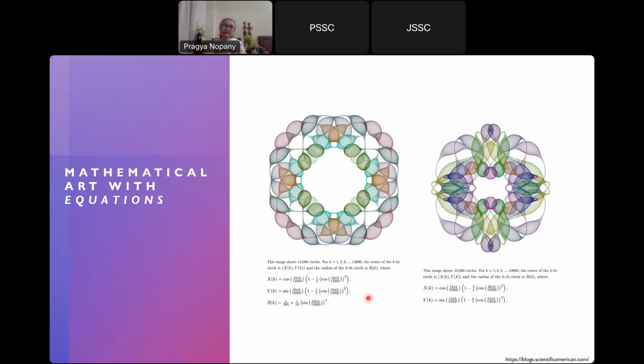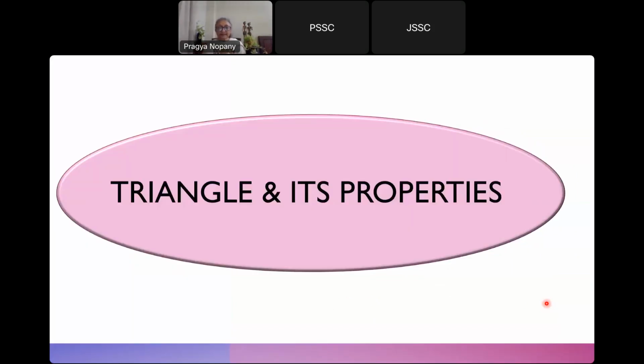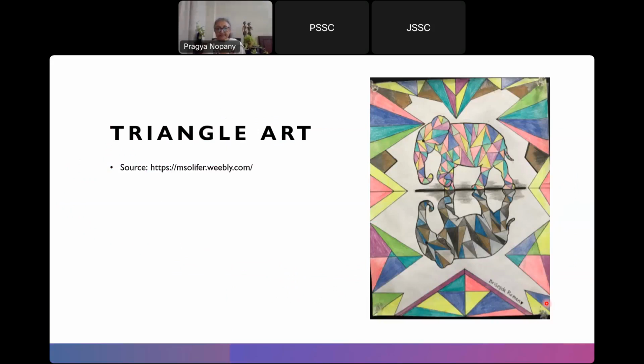Then this is mathematical art with equations. Now there are softwares online where you just put the equation and the software will convert it into an artistic form. And that is what we are trying to do with mathematics. Then triangles and their properties. So this is another example of art with triangles. You see here, all the shapes are utilizing triangles.